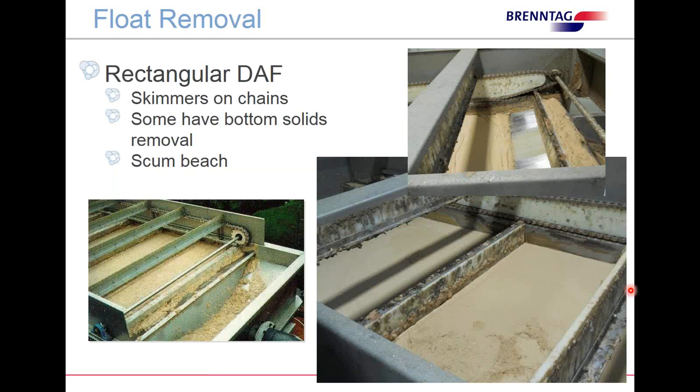There also are rectangular DAFs. In this case, the skimmers are usually on a chain. And here's a great picture of the chain and the skimmer. And then on here, some have bottom solids removal, and then there's what's called a scum beach. This is the scum beach here and here. And here the sludge is dragged up. There's a bigger picture of this later. But the water then flows back down, giving you a drier cake, or excuse me, drier sludge on top of your DAF unit.